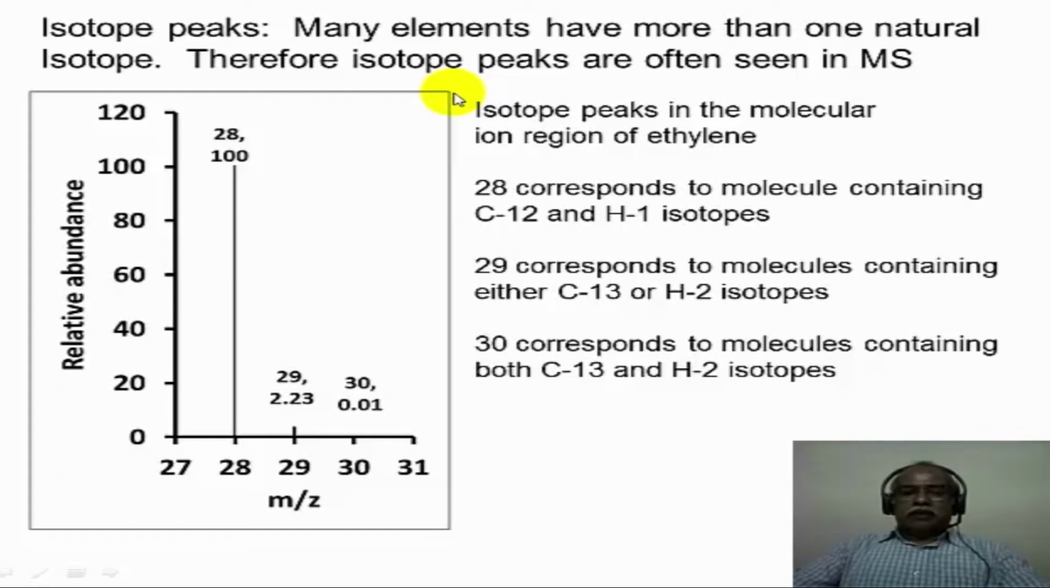Similarly, if you take, for example, a carbon mass spectrum, you will register both carbon 12 as well as carbon 13, because carbon 13 has a finite abundance in nature.